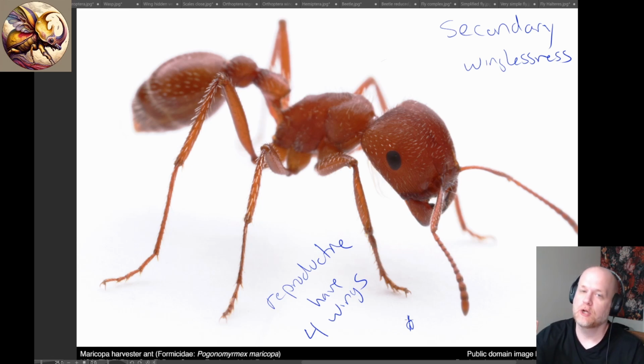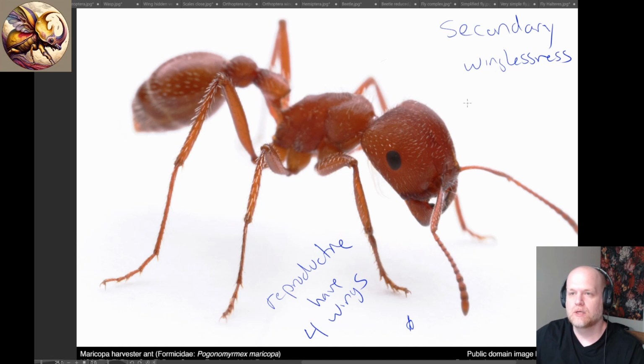It's the same for termites. The termite queen and king develop wings when they do their mating flights, but then they fall off. Ants, the queens and the reproductive males, they're not really kings, but the reproductive males will also go through this process of growing wings, mating, and then losing the wings. So that's kind of examples of secondary winglessness. This will kind of wrap up our introduction to wing specialization.